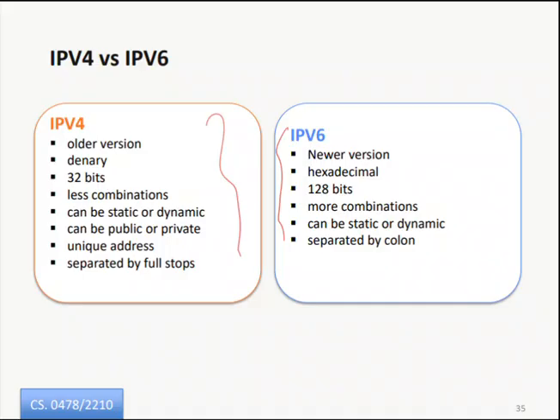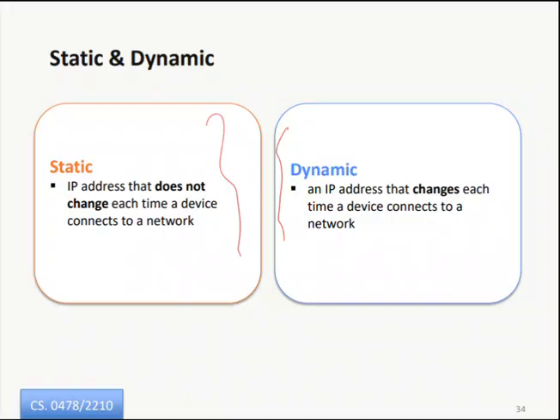Less combination, more combination, can be static or dynamic. Unique address, separated using colons, separated by full stops. As you can see, it can be public or private. So these are the things: static IP and dynamic IP. You will find it in your computers also. You can change dynamic, static, whatever it is. Your IP can be dynamic, your IP can be static.